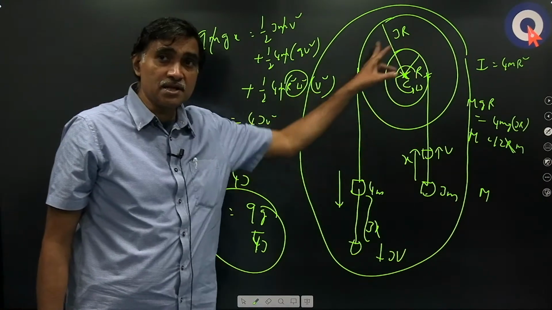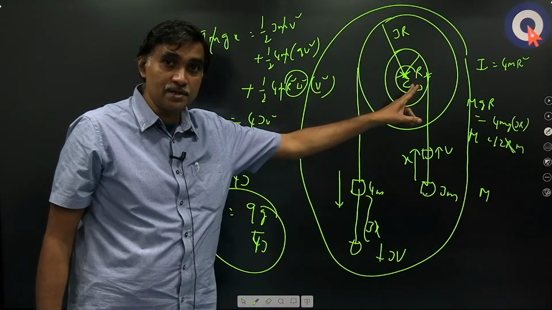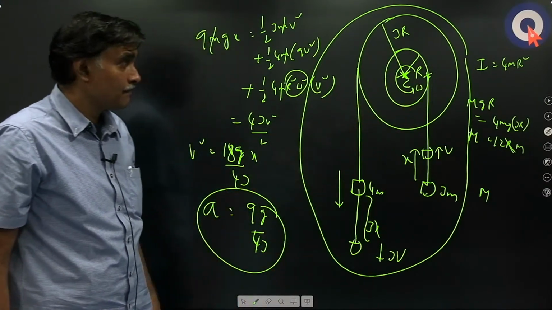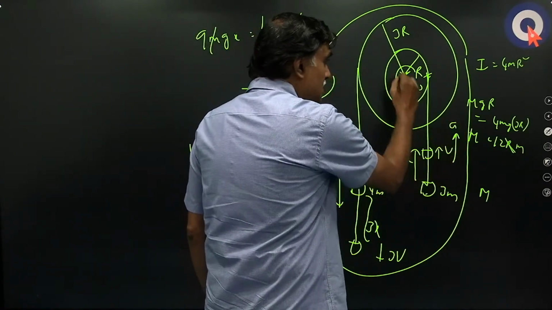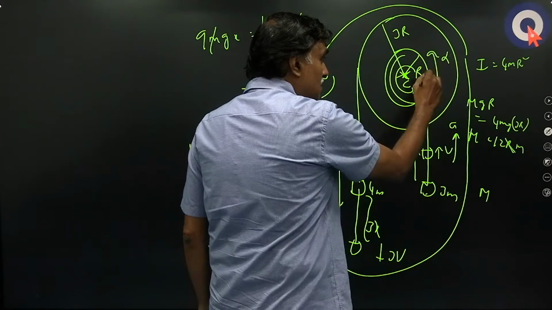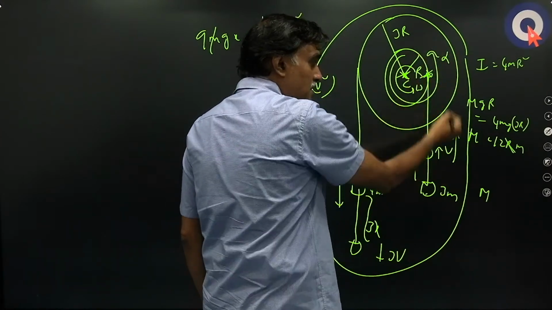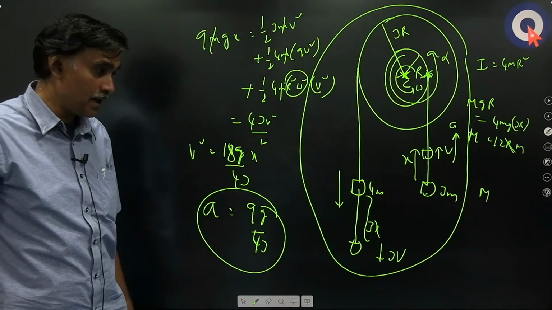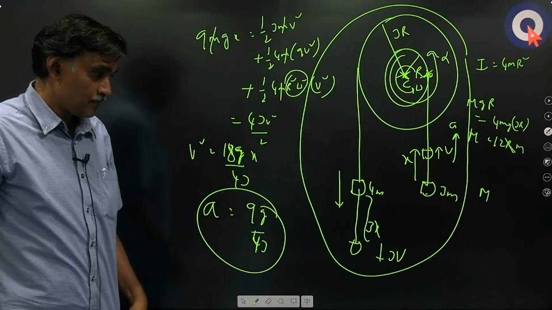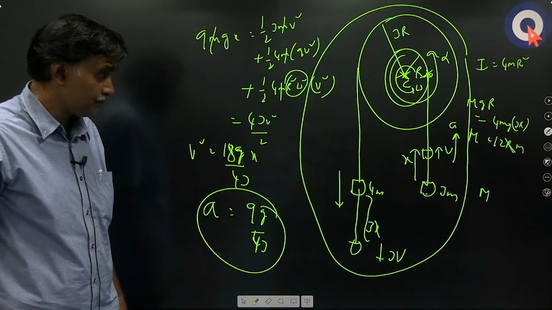We can find angular acceleration of this also. What is angular acceleration of this? If its acceleration is a upwards and its angular acceleration is alpha, what is acceleration of this point? R alpha upwards equal to a. So a equal to r alpha. So what is alpha? A by r. Alpha is a by r. Okay.